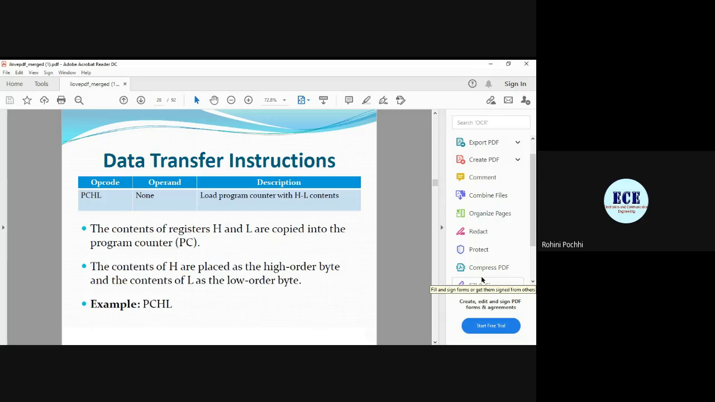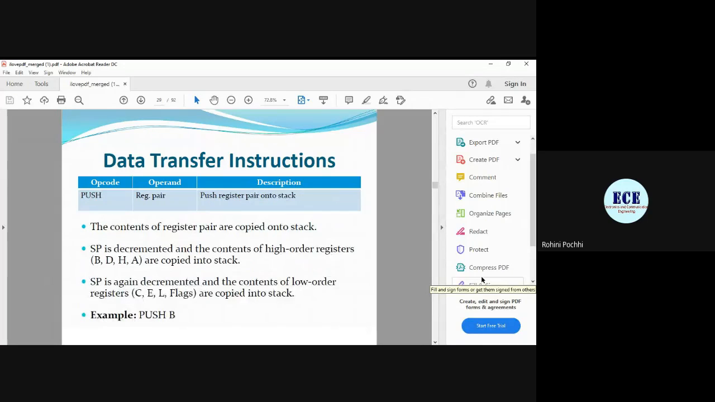PCHL loads the program counter with HL content. The content of H and L are copied into the program counter PC. The content of H is placed as the high order byte and the content of L as the low order byte. We can say, as an example of PCHL, that it loads the program counter with HL content.